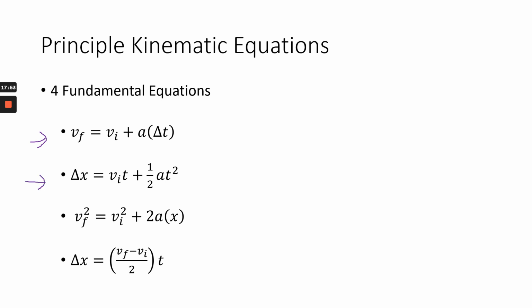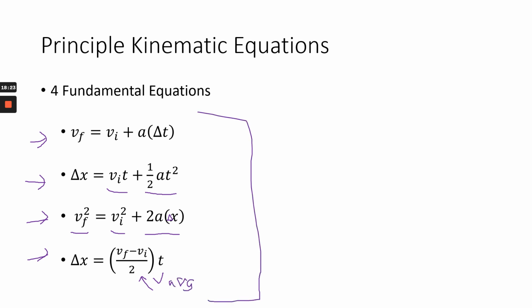The second one is displacement, or change in position, is the initial velocity times time plus 1/2 times the acceleration times time squared. The third one is final velocity squared is the initial velocity squared plus 2 acceleration times displacement. And the fourth one is displacement, or change in position, is final velocity minus initial velocity over 2 times time. But this, when you think about it, is just average velocity. So the displacement is actually just average velocity times time.